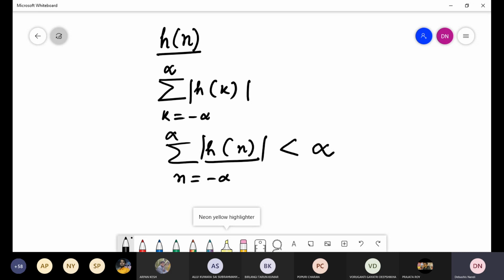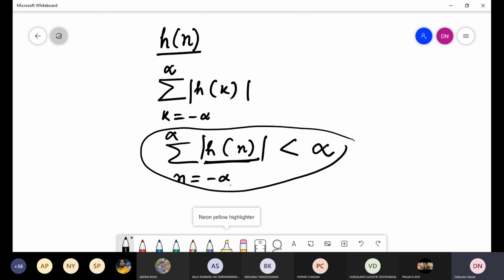So an LTI system will be stable if the summation of mod hn, n equal to minus infinity to plus infinity, is less than infinity. So if hn is given, you find out the summation. If you see that the summation is finite, then you say that the system is stable. If you see that the summation is infinite, then you say the system is unstable. I think all of you know how to find out the summation of a series.